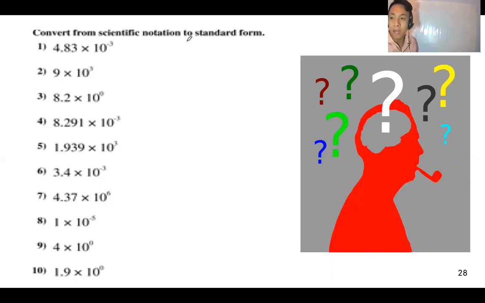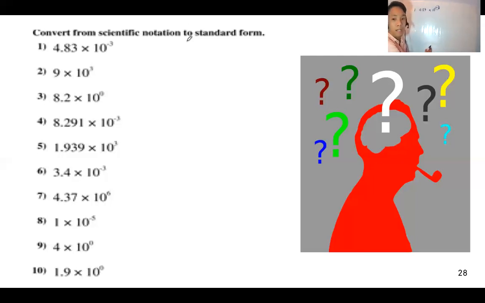Alam mo na ibig kong sabihin, ha? Ginagawa na natin to ng ilang beses, 3 times, 4 times. Okay? So 4.83 multiplied by 10 raised to negative 3. Ayan. So gagawin natin siyang standard notation. Ang first step natin is to determine the sign of our exponent. Tama? Okay? So if this one is negative, we need to move our decimal point to the left or right.